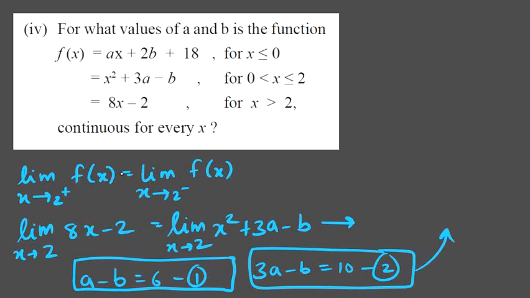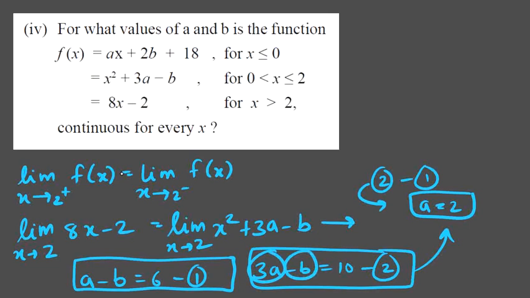All you need to do is subtract equation 1 and equation 2. So equation 2 minus equation 1 will eliminate b, and that should give you 2a equals 4. So a will be equal to 2, and when you put the value of a as 2 in any one of the equations, be it 1 or 2, let's put a as 2 in equation 2. So when you do that, you have 6 minus b equal to 10. So we will have 6 minus 10 equal to b. So b will be equal to minus 4. And that's how we are solving the fourth question.